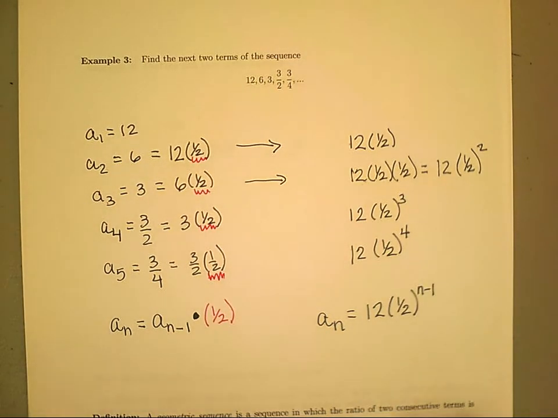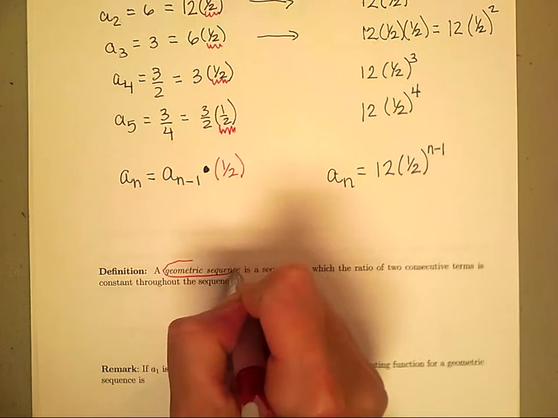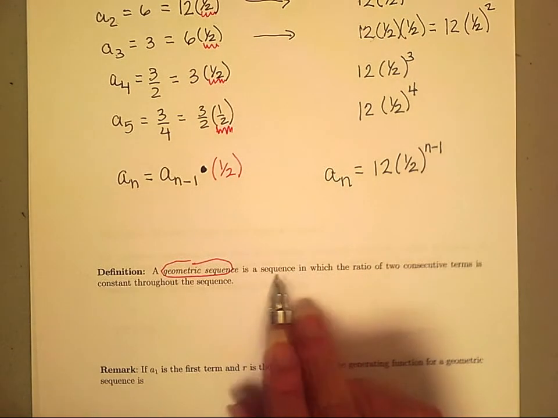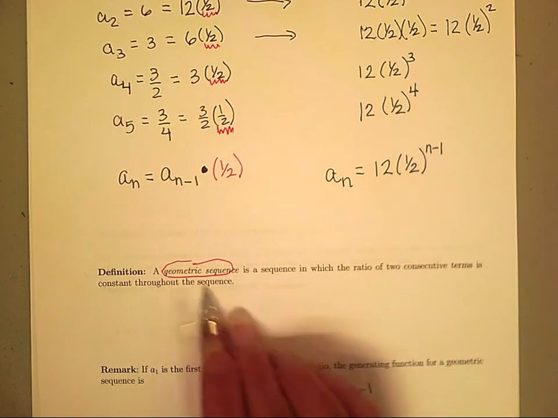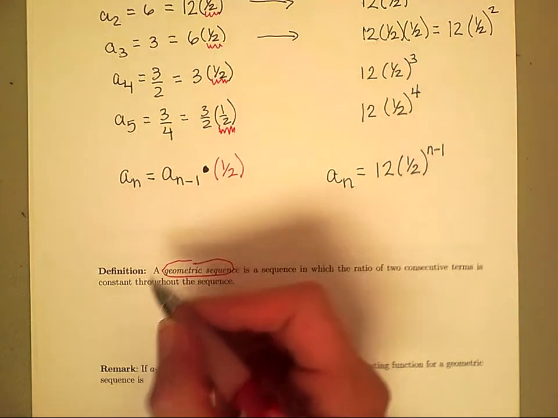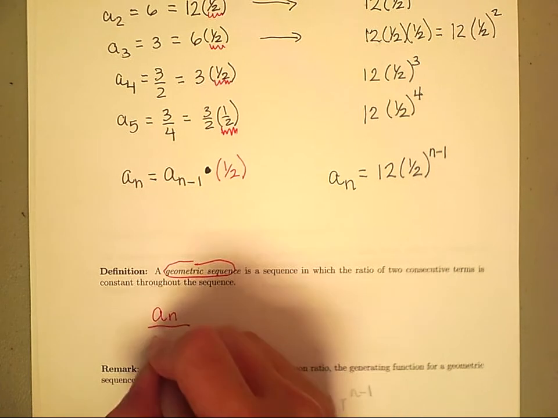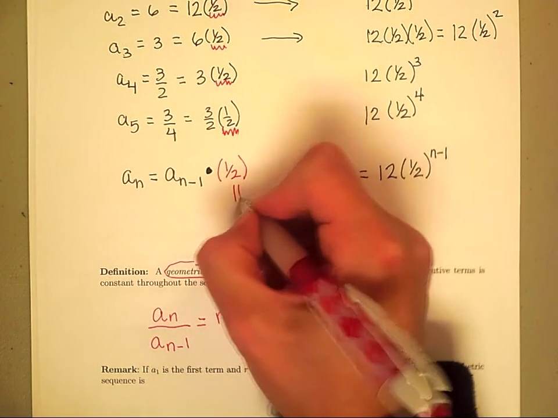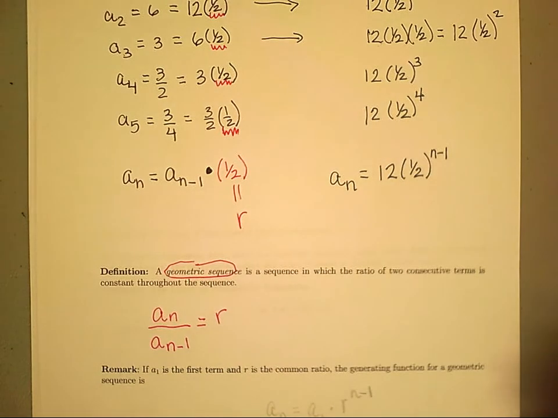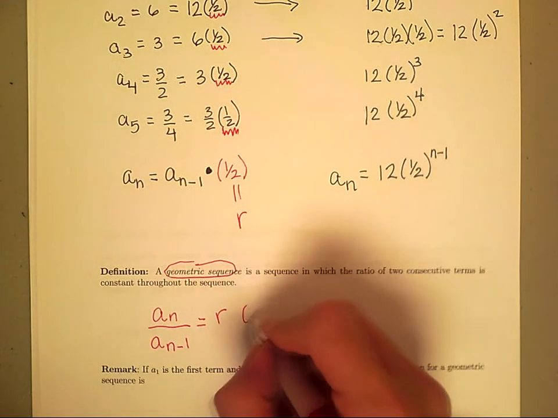So this describes a second sequence. It's called the geometric sequence. And that happens when the ratio of two consecutive terms is constant throughout the sequence. So that is the ratio as a division. If you take any two terms, a sub n divided by a sub n minus 1, you're going to get this common ratio. So in this case, our common ratio was 1/2. This is known as the common ratio.